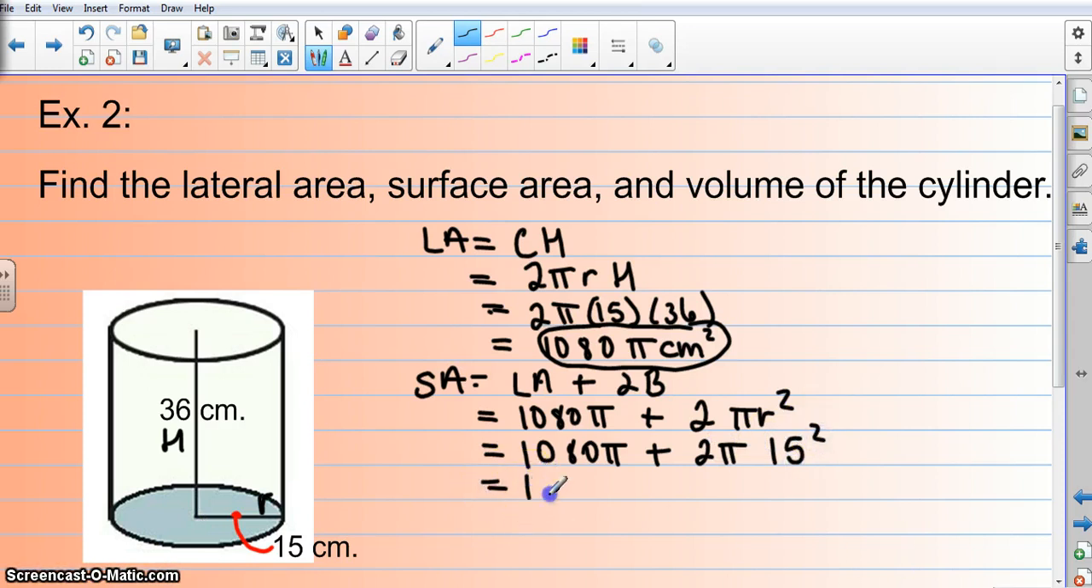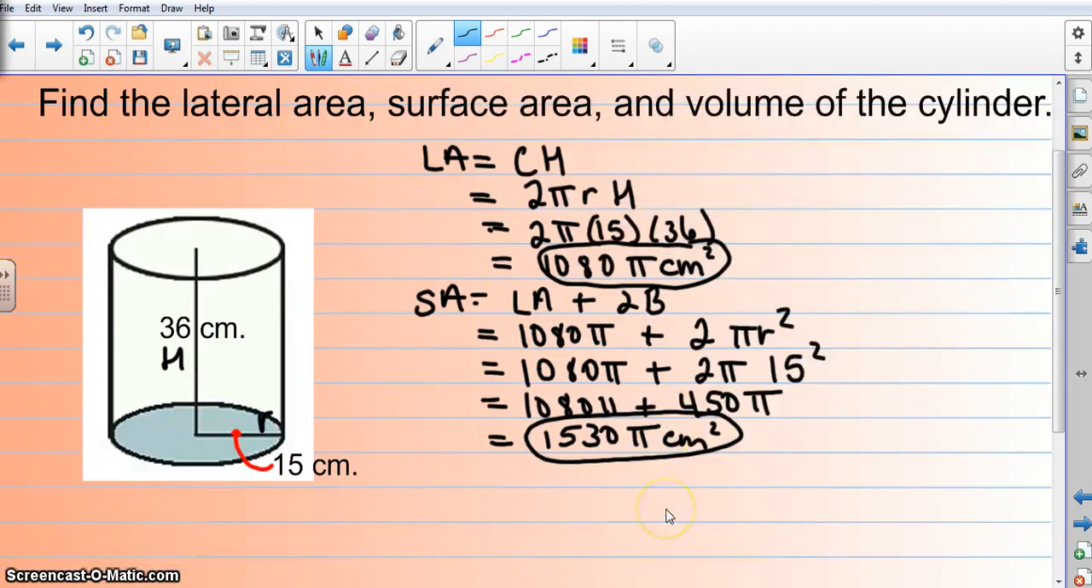So that's 1080 pi plus 15 squared is 225, and I multiply that times 2, and I get 450 pi. And now I'm going to add that to my 1080 pi, and so I get 1530 pi centimeters squared.